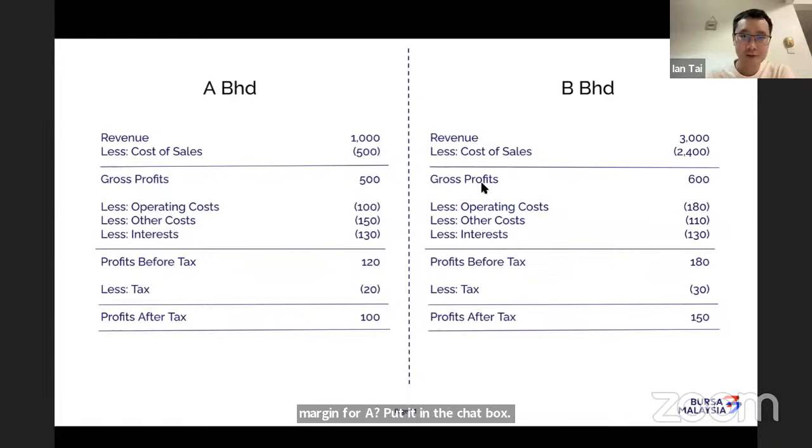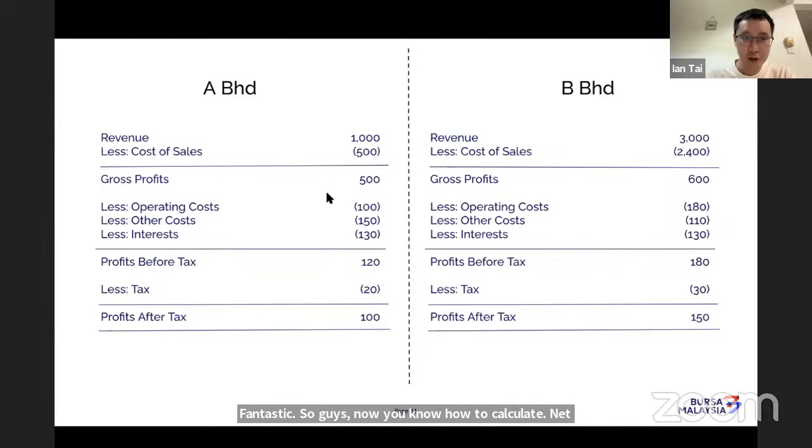Okay, so this is actually the income statement of A Berhad. All right, so all of you guys are getting 10%. That's correct. Now, I would like you to calculate for B Berhad. So B Berhad, all right. Please calculate the net profit margin for B Berhad. So what you do is that you take 150, you divide by 3,000, and then you times 100%. So what are you getting? So B Berhad is 5%. Okay, fantastic. So guys, now you know how to calculate net profit margin of A and B Berhad.